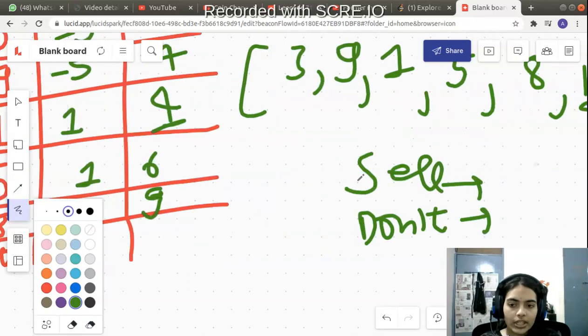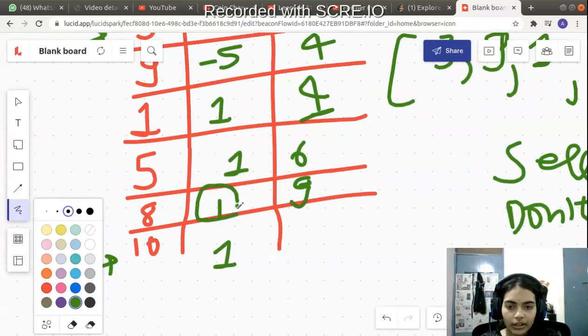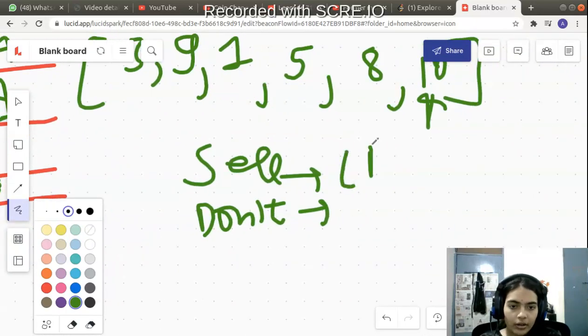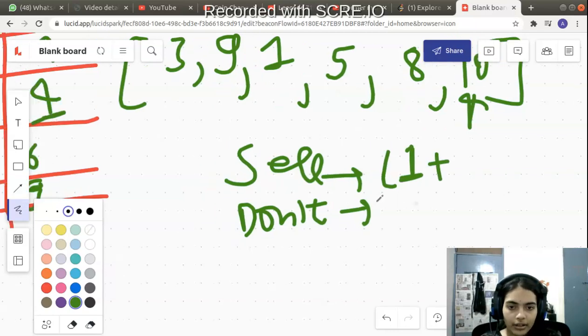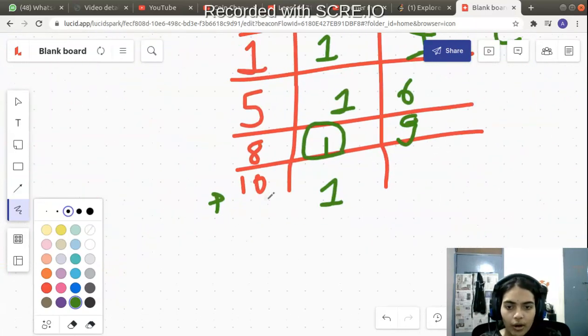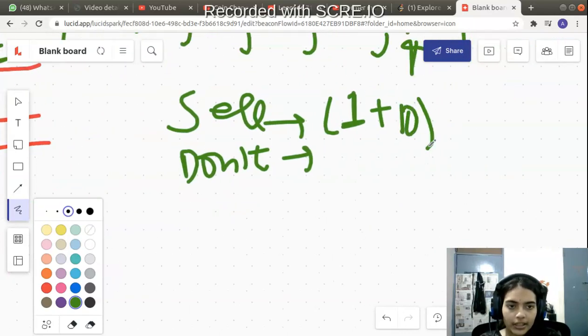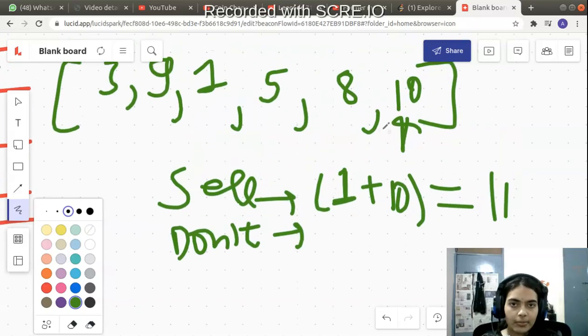First option, let me see. If I'm selling the stock on this particular day, then I will look at this particular data value. So this particular data value means 1. So after doing the transactions, I will end up at 1. And now if I am selling on this particular day, I will earn a profit of 10. So 1 plus 10 is equal to 11. So if I sell the stock on this particular day, which is day number 6, then I will be earning a profit of 11 totally.